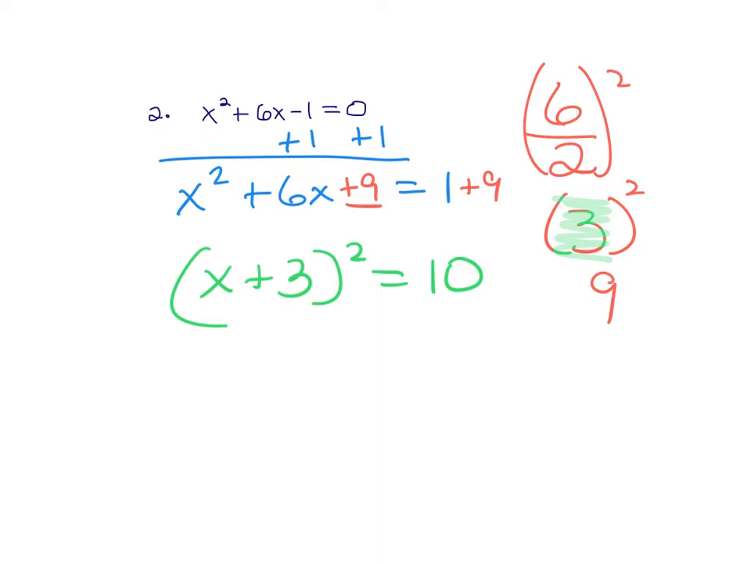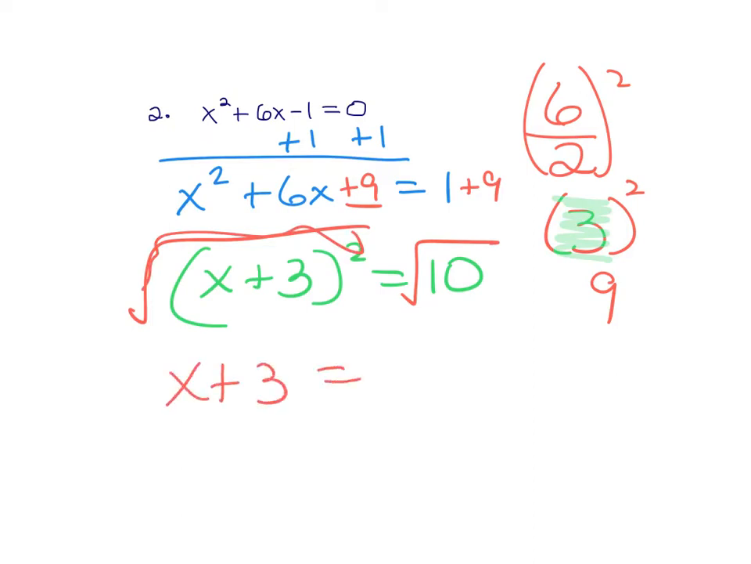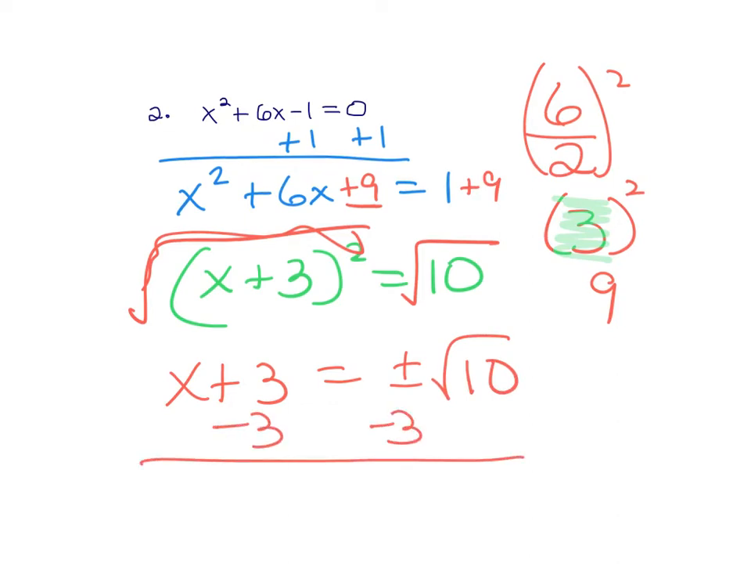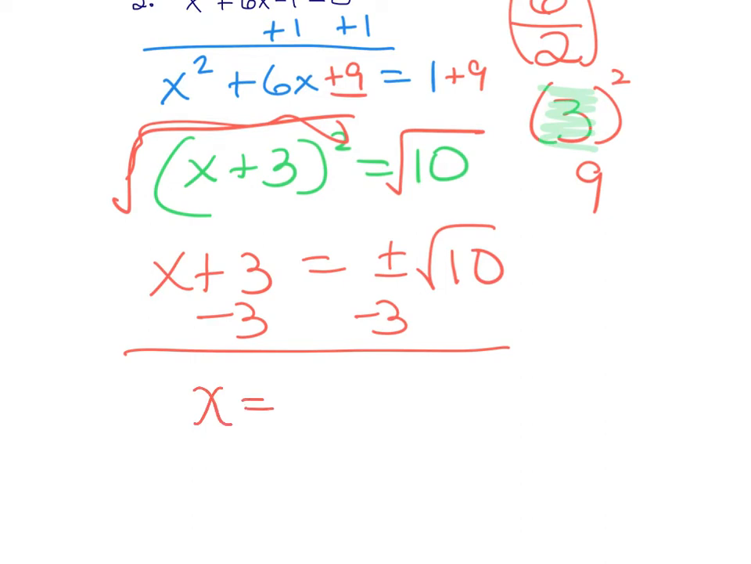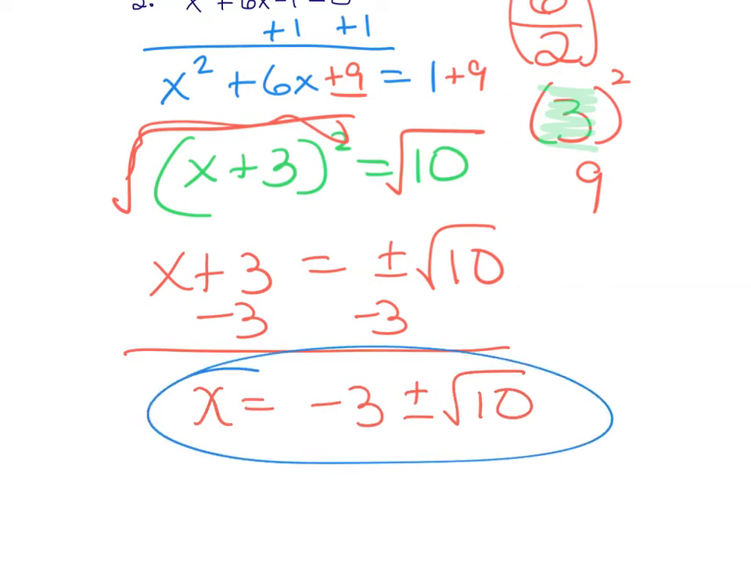I now apply the square root method. x plus 3 equals plus or minus square root of 10. Subtract the 3. And x is equal to negative 3 plus or minus the square root of 10. And I'm done.